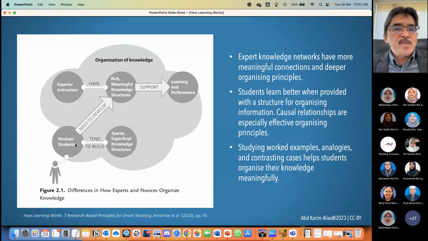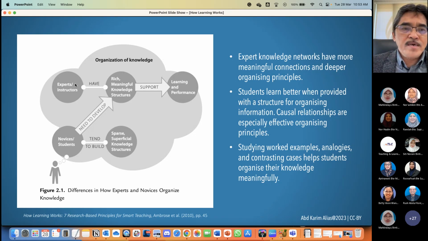So the novice student, this is our student, novice, fresh. We are also novice students in many cases when we learn new topics, because we don't know much about that topic, right? So we are also students all the time. We are novices in some areas, and subject matter experts in other topics or other disciplines. So when novice students want to learn something new, they have only very superficial knowledge. So they need to develop what? They need to develop rich, meaningful knowledge structures.